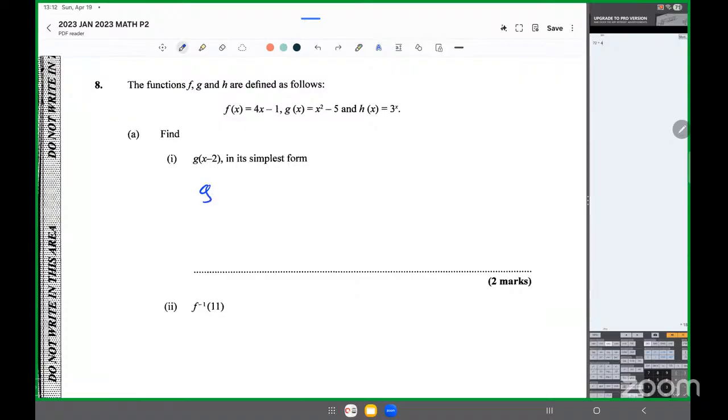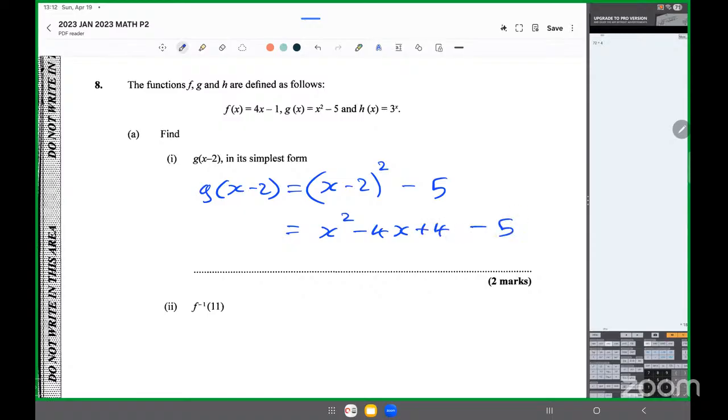So the g of x minus 2 becomes x minus 2, where the x was squared, minus 5. That's the answer. And it's simplified. So let's expand that. We're going to expand this first. We're going to get x squared minus 4x plus 4 and then minus 5 out here.